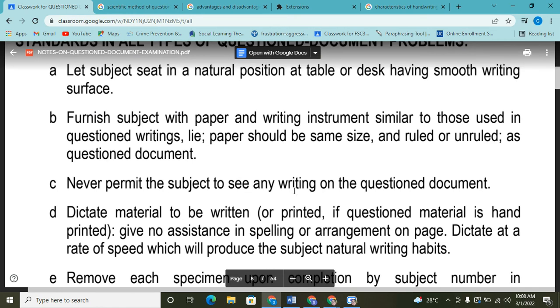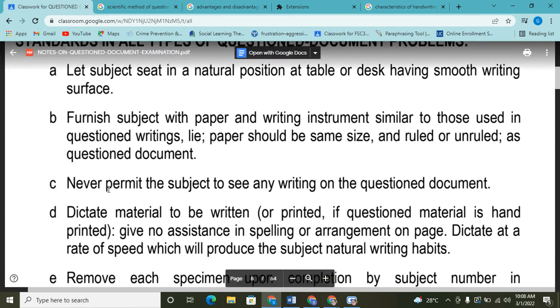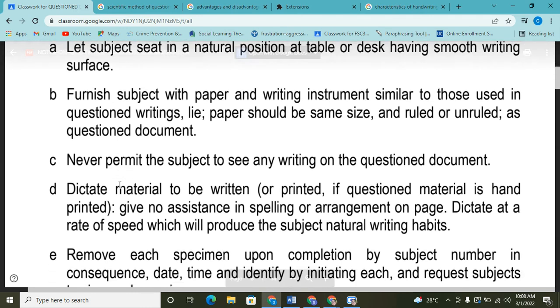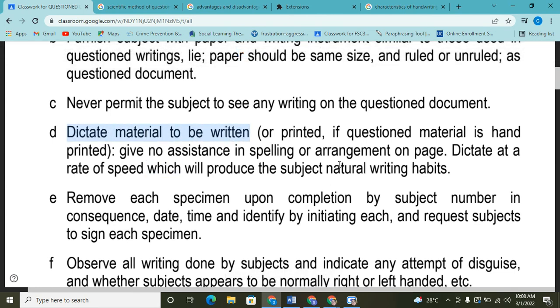Never permit the subject to see any writing of the questioned document. It should be in the form of dictation, so that if the writer or subject is planning to disguise, at least he has no idea. So dictate the material to be written. As I said earlier, before the schedule of getting the formal exemplar, the expert should be able to examine the questioned document and identify what words and letters should be dictated.